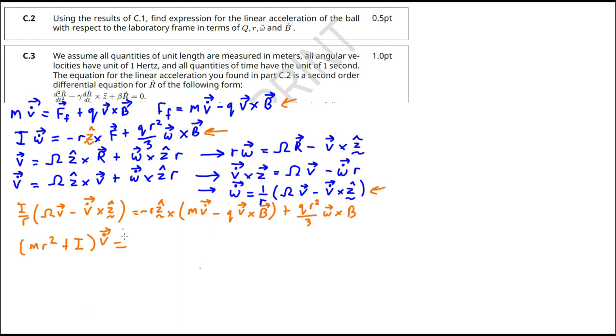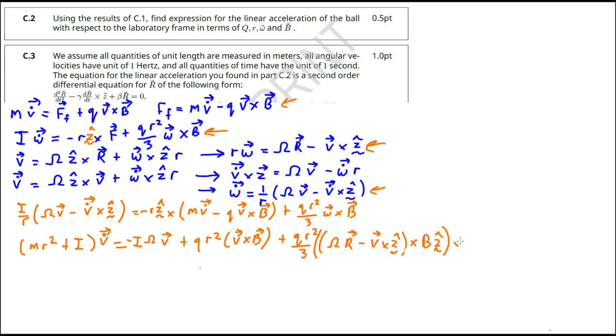I had to bring this I omega v term to the other side, so that's minus, and now I'm going to have plus q r squared from this term here, and that'll be v cross B. Sorry, I took the triple product, so that z has gone away. Now, for this part here, I want to get rid of this omega, but luckily I've got this expression that I can use here. If I substitute that in, I'm going to lose the factor of r that I'm multiplying up. But that means I should get the following instead. And that's all crossed with z. And that's all crossed with B, which is in the z direction. And that's all going to be crossed with z.